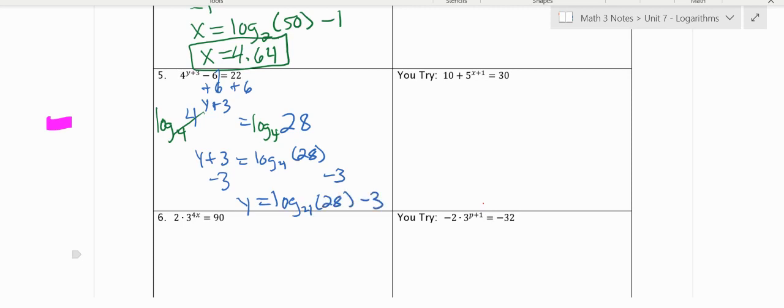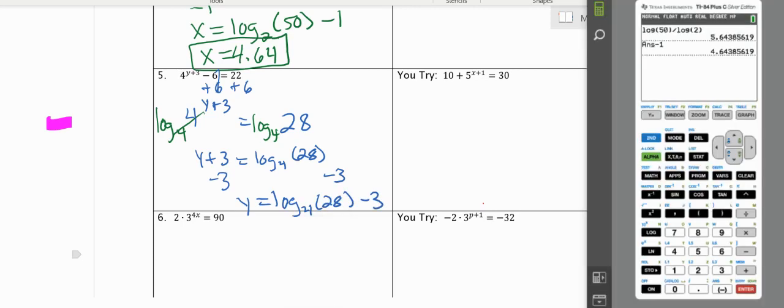Again, we have to use our base change formula here. If I pull up the calculator, same thing, I have to type in the log of 28 over the log of 4, and I get what that value is, 2.41. Then I'm going to subtract 3, and we're going to get negative 0.596. If I round to the nearest hundredth, it would be negative 0.60.